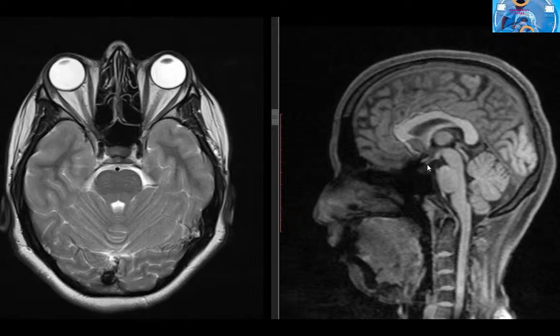The diaphragma sellae forms an incomplete roof over the pituitary gland and is pierced by the infundibulum.